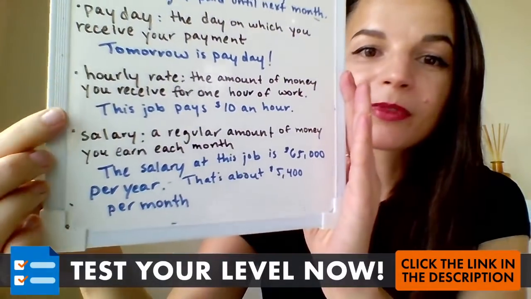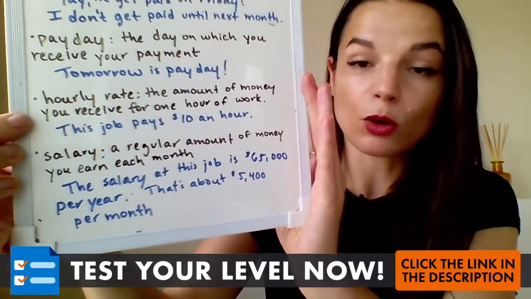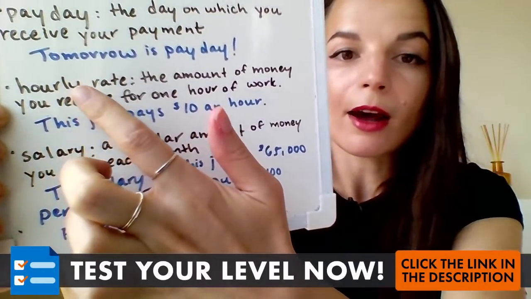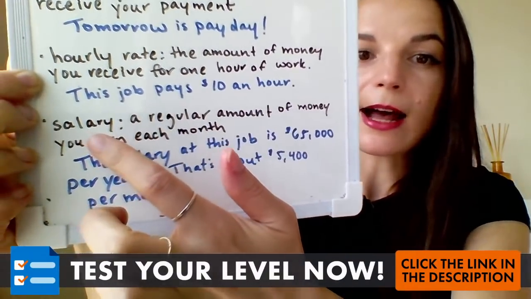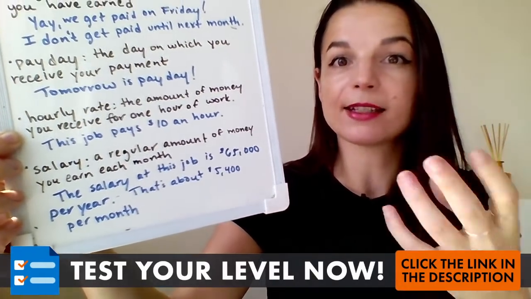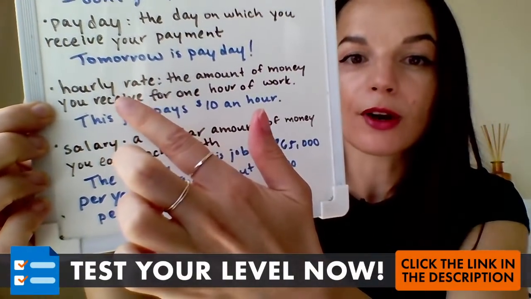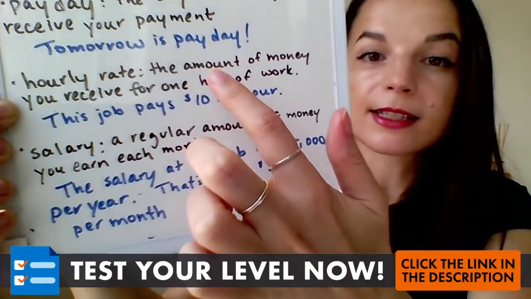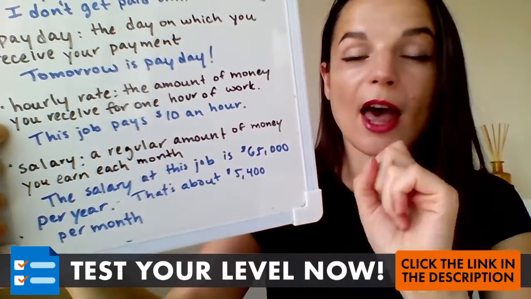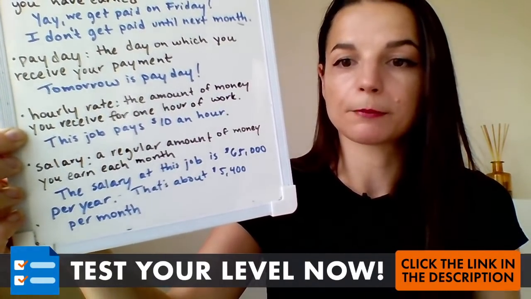So this is payday. Then, I want to talk about these 2 points here. I sometimes see questions about the difference. So, I want to talk about hourly rate and salary. So these are 2 types, or 2 pay styles. An hourly rate, this is a noun phrase. Your hourly rate is the amount of money you receive for 1 hour of work.